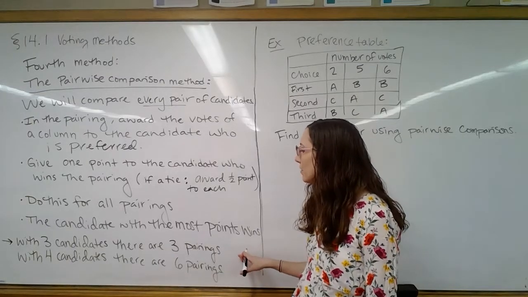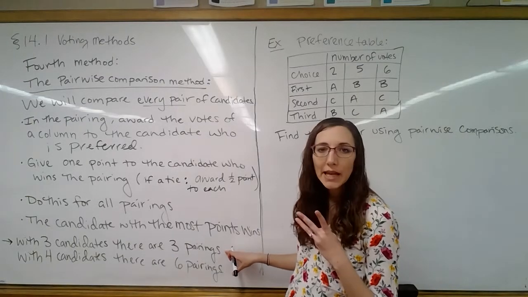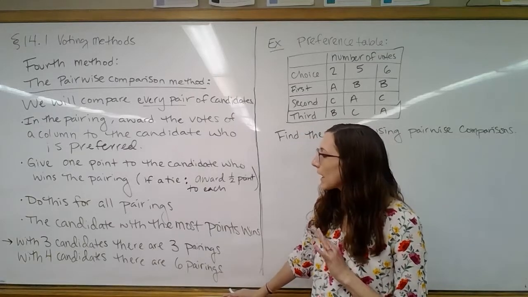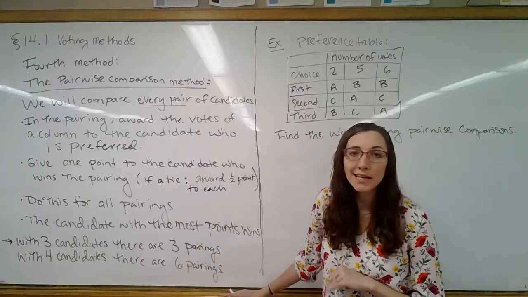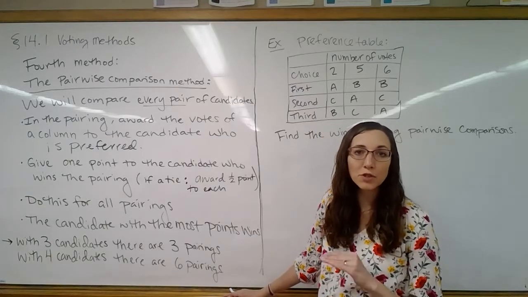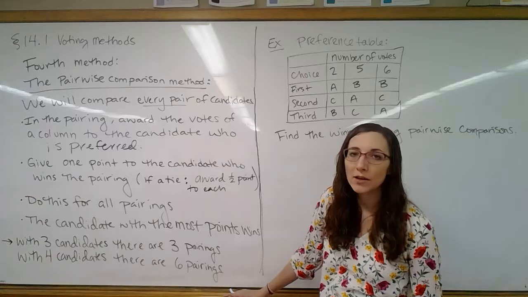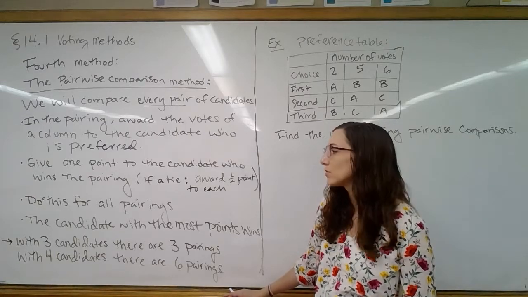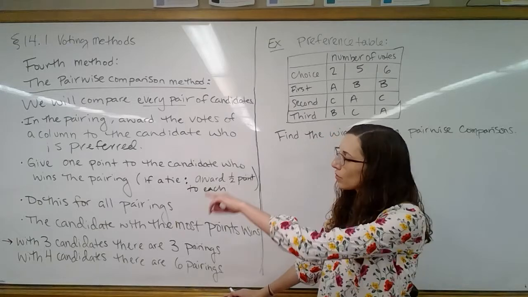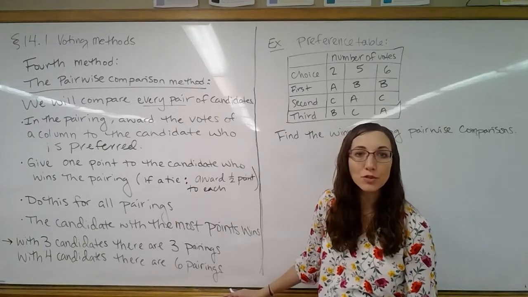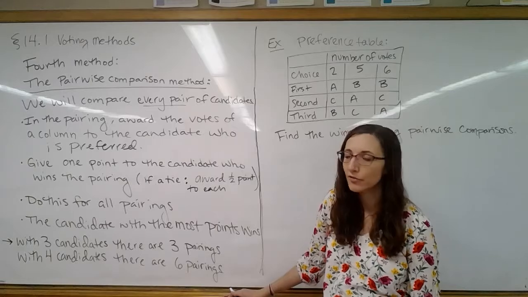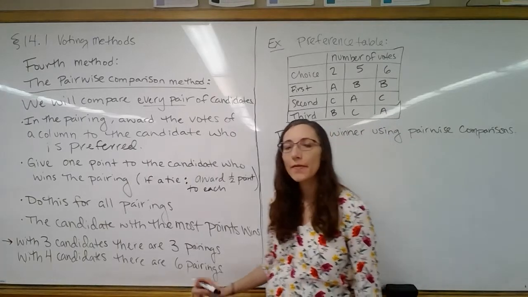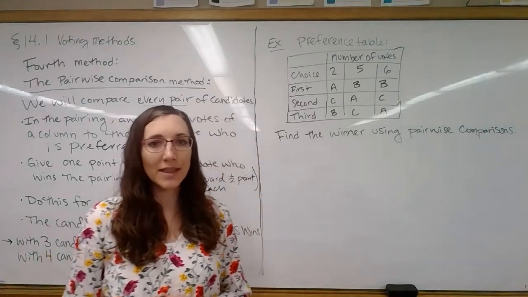Just so that you're aware, if you have 3 candidates in an election, there are 3 pairings. With 4 candidates in an election, there are 6 pairings, and the numbers would just keep going up from there. It's actually the number of groups of 2 that you could count, so that would be the total number of candidates choose 2, so we would use that combination formula to calculate that. I've put an example up on the board so that we can practice what this looks like.